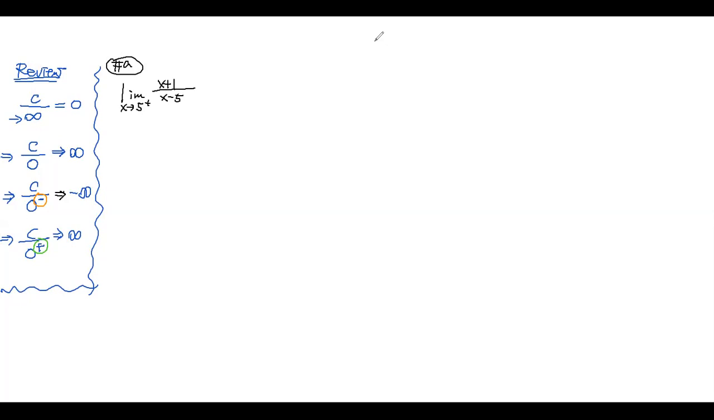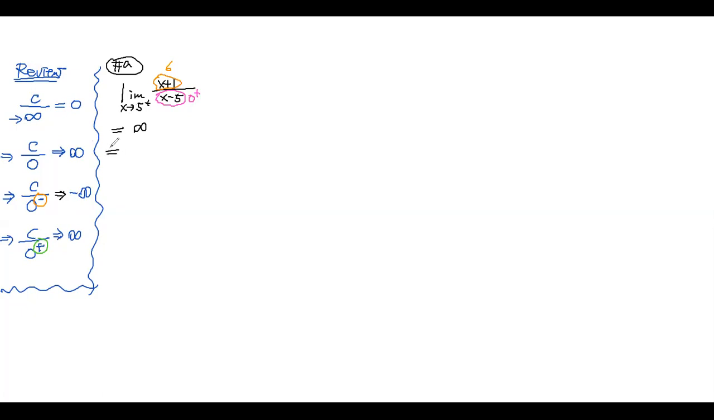As you can see, as x approaches 5 from the right-hand side, the numerator approaches 6. But what happens to the denominator? Because I'm approaching from the right-hand side of 5, it approaches 0, but it's always greater than 0. So according to what I put here, the limit will be positive infinity. Correct?